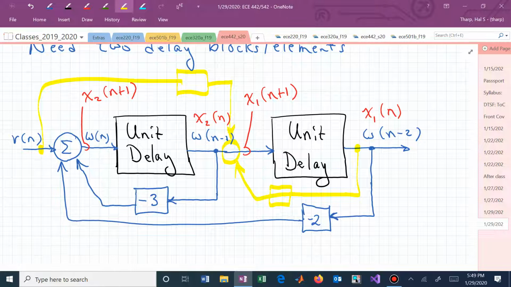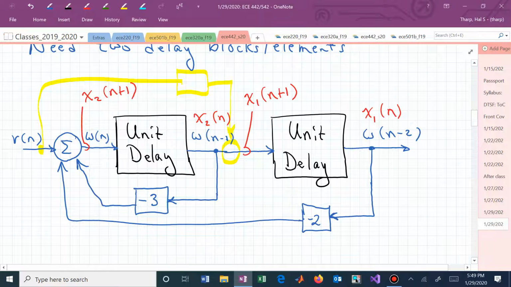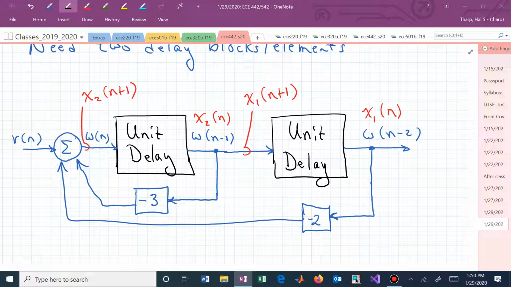But for this example, do you see what I'm trying to suggest with the highlights? That x sub 1 of n plus 1 would be the output of that yellow highlighted summing junction, and it could have many different combinations of x1 of n, x2 of n, and r of n. In this case, it does not, and now I'm playing with fire. And I didn't even get burned yet, so let's just leave it at that.